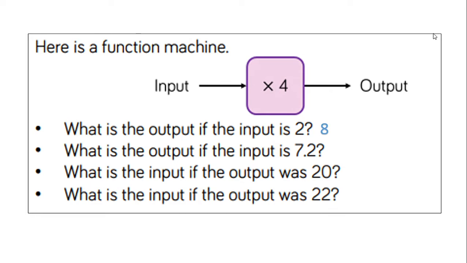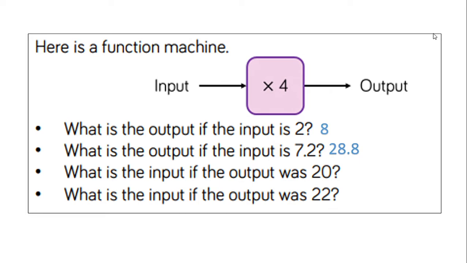What is the output if the input is 7.2? This time we will input 7.2 and we'll multiply it by 4. We know that 7.2 multiplied by 4, we could double it and double it again, we get the answer of 28.8.